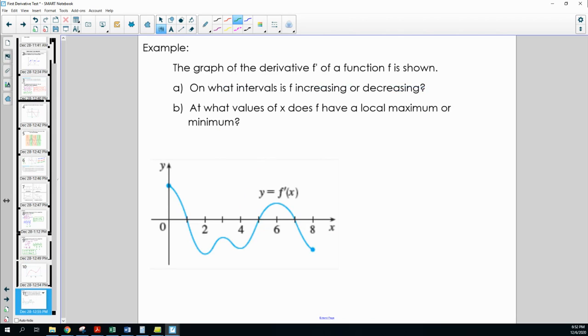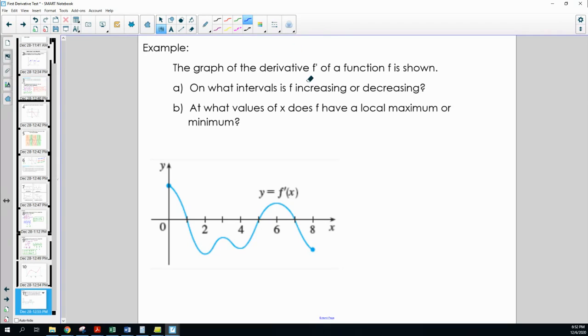Okay, let's look at this last example. So the graph of the derivative f prime of a function f is shown. On what intervals is f increasing or decreasing? And at what values of x does f have a local max or a local min? So here we don't have to find anything because we don't have the function. We're not actually given it.